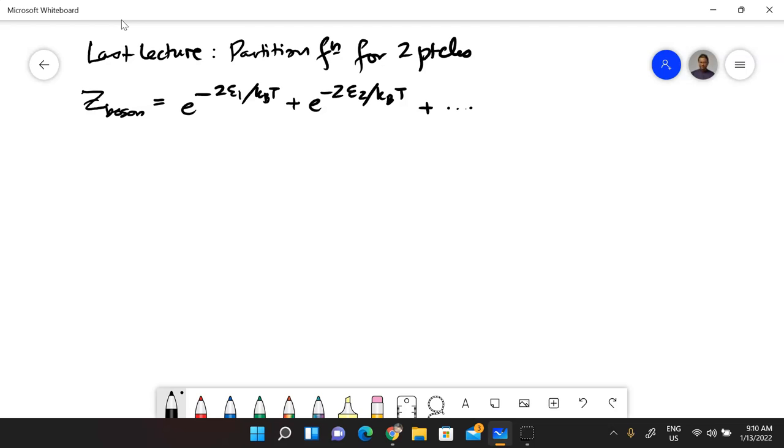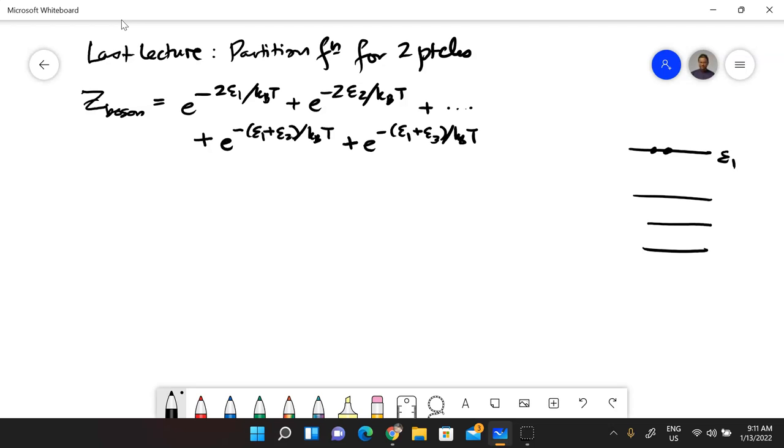So this is something like epsilon 1 here, 2 bosons occupy the same energy state, but you can also have the ones with different energy states. That is given by e to the minus epsilon 1 plus epsilon 2 over kBT, plus e to the minus epsilon 1 plus epsilon 3 over kBT. So this corresponds to epsilon 1, epsilon 2, epsilon 3. One is occupying the lower state, and then the other is occupying the excited states. And it goes on. You can continue if you want to.